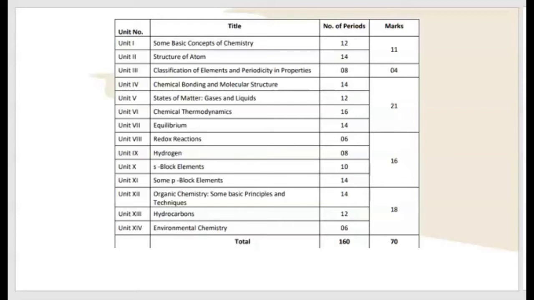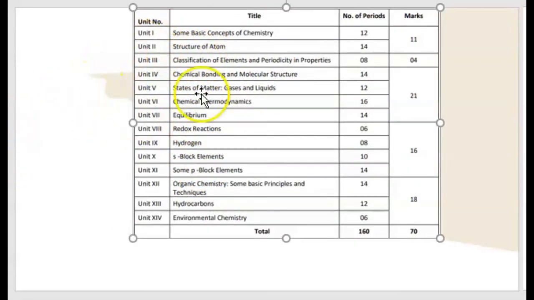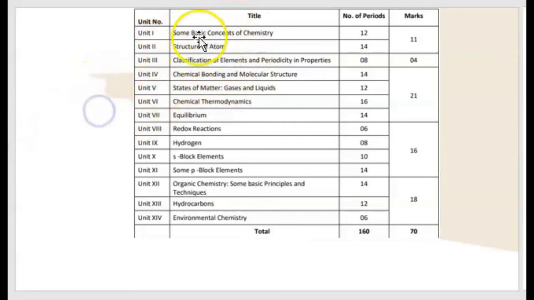Your chemistry textbook is in part 1 and part 2, and part 1 includes chapter 1 to chapter 7. You can see here: some basic concepts of chemistry, structure of atom, classification of elements and periodicity in properties, chemical bonding and molecular structure, states of matter, gases and liquids, chemical thermodynamics, and equilibrium. These 7 chapters are included under part 1.